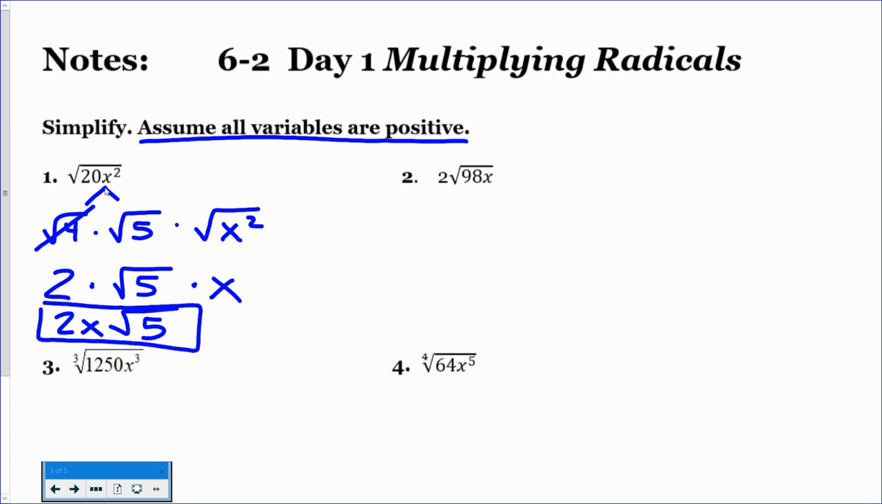I believe all of your homework says assume all variables are positive. I think the problems just get more difficult, so then they don't want you to have to worry about the absolute values with that. Possibly, not sure why.